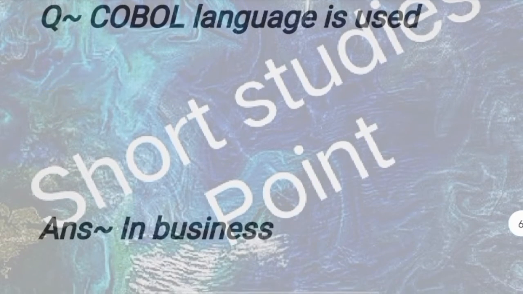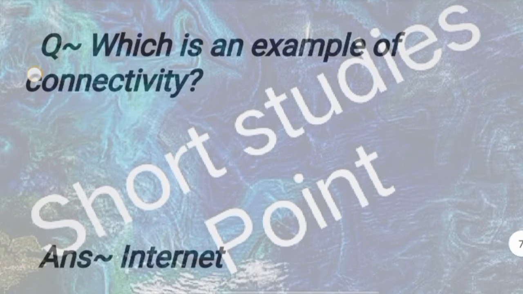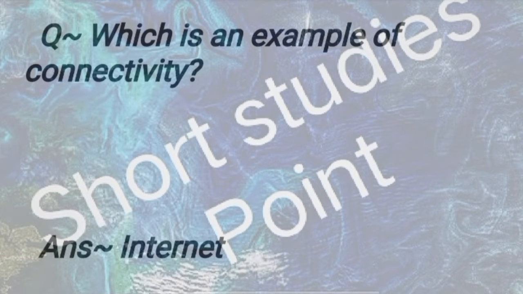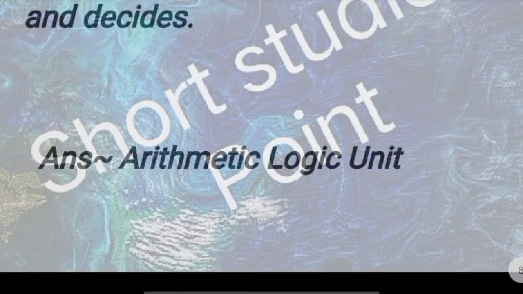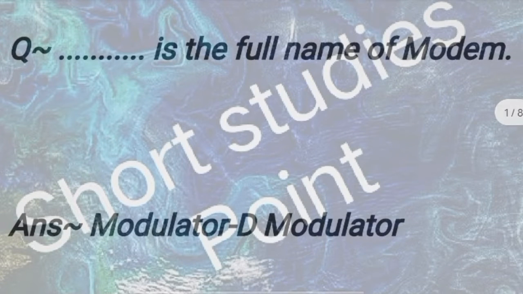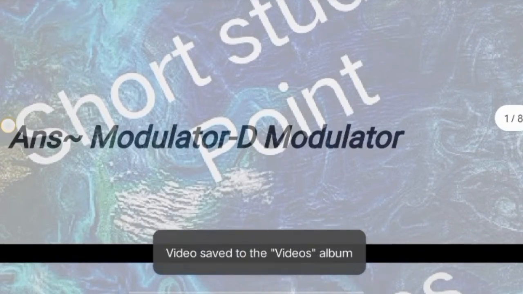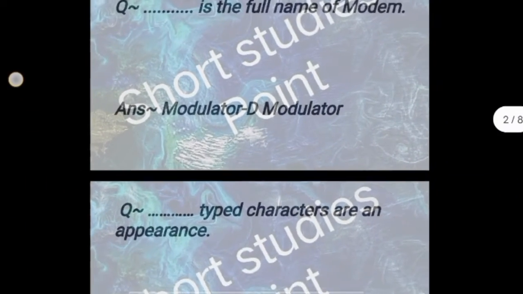Next question: COBOL language is used. Answer: In business. Next question: Which is an example of connectivity? Answer: Internet. Next question: Which part of a CPU accesses and decides? Answer: Arithmetical logical unit. Question: Dash is the full name of modem. Answer: Modulator, demodulator.